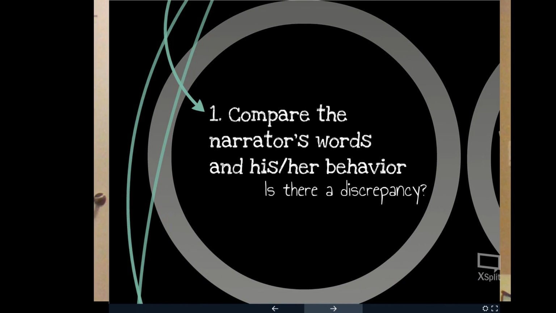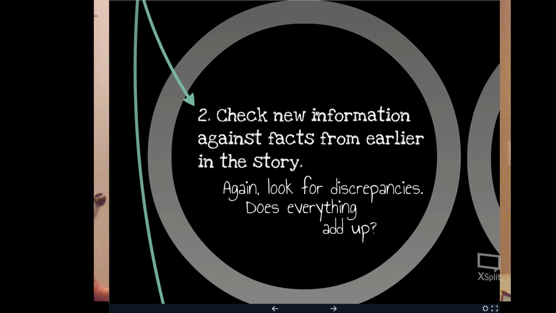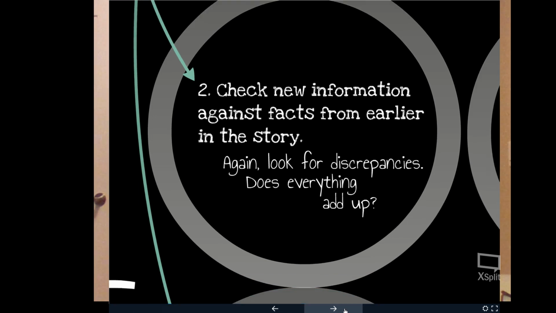Okay, so this is what you can do. You can compare the narrator's words and his or her behavior. Are there any discrepancies? What this means is, is the narrator doing everything he's saying he is going to do? Is he putting his money where his mouth is? Or you can check new information against facts from earlier in the story. Again, looking for discrepancies. Does everything add up? Is A building up to Z, or is it jumping all around the alphabet?